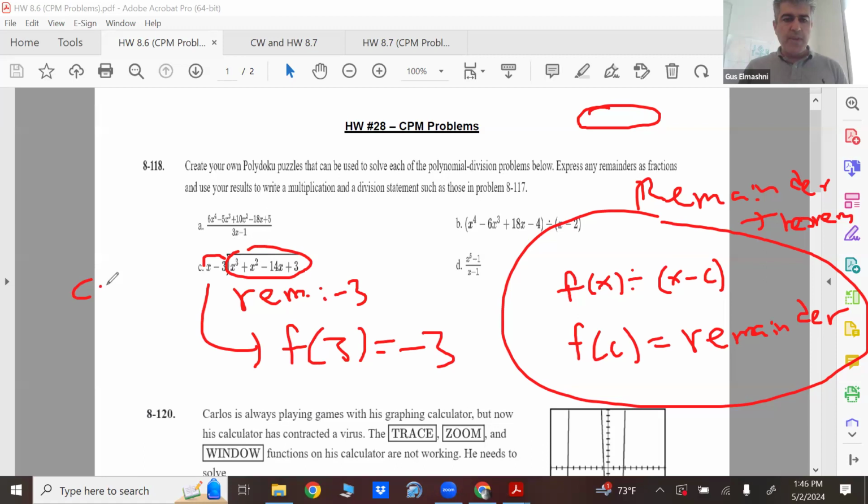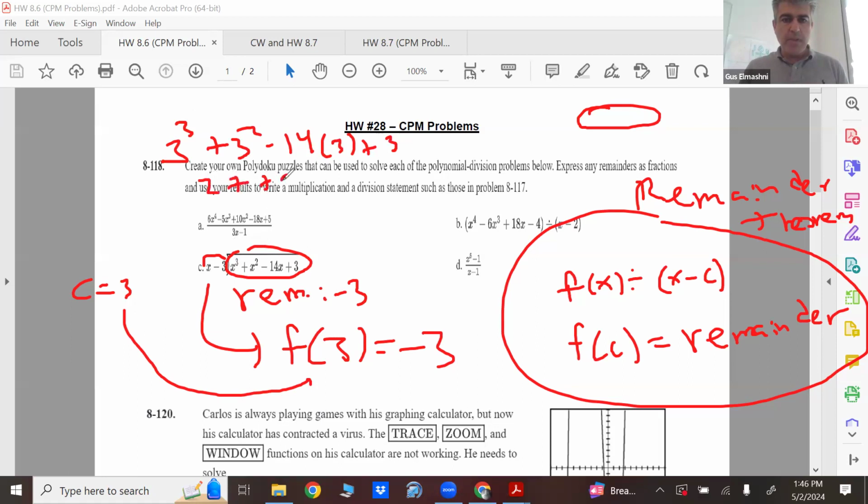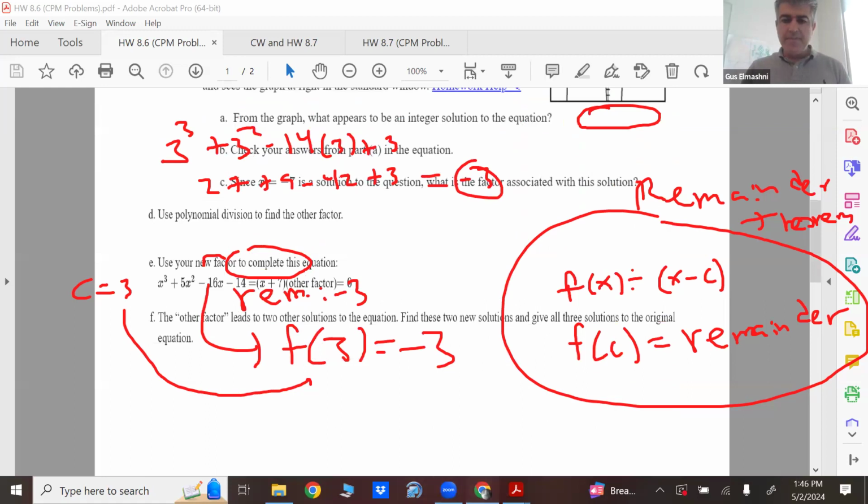So if c is 3, if I plug in f of 3, I should get -3. Well, let's plug it in. 3 cubed plus 3 squared minus 14 times 3 plus 3. If I work that out, I get 27 plus 9 minus 42 plus 3. I should get -3. There we go. So it's the same thing.